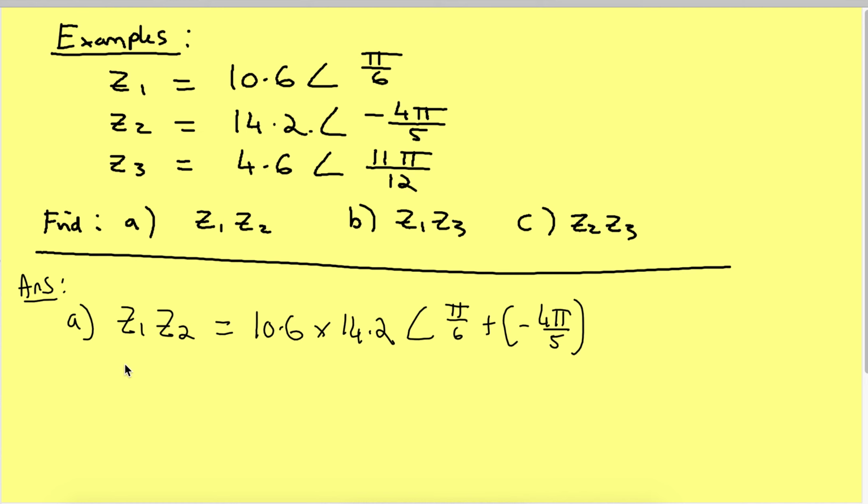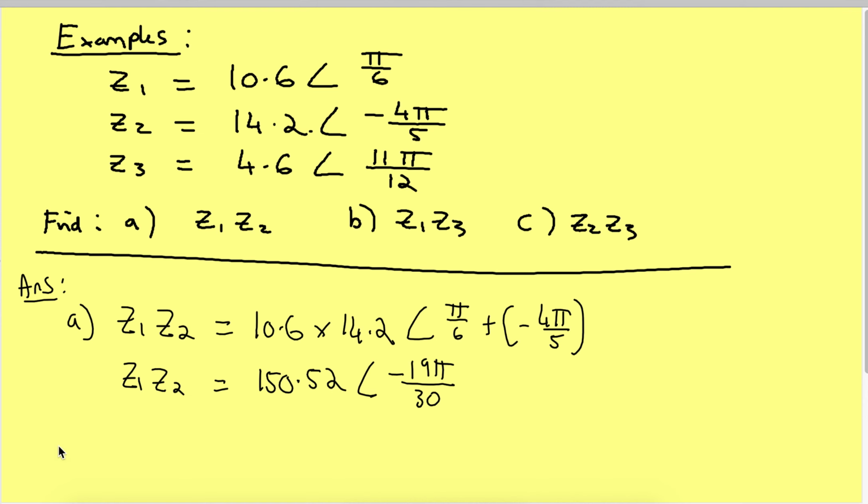Right? That gives me 150.52. And pi by 6, and obviously that's going to be take away this time. Gives me negative 19 over 30 pi. So negative 19 pi over 30. And that's between negative pi and pi. So we're happy enough with that.